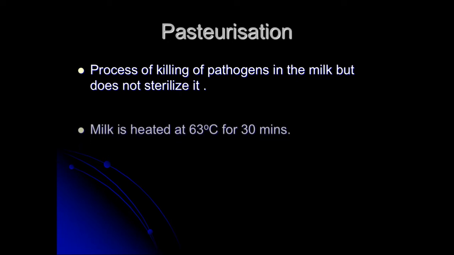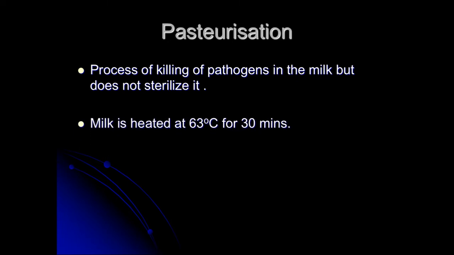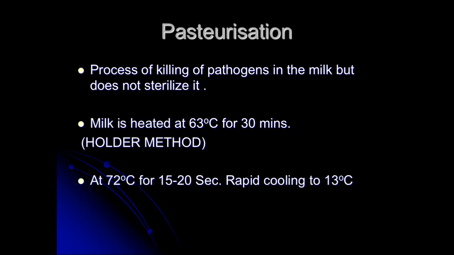This process of pathogen killing can be performed by heating the milk at 63 degrees centigrade for 30 minutes. This method is referred to as the holder method, or in some books the holding method, where each and every particle of milk is heated at 63 degrees centigrade for 30 minutes. In addition to this, there is one more method where the milk can be heated at 72 degrees centigrade for 15 to 20 seconds.